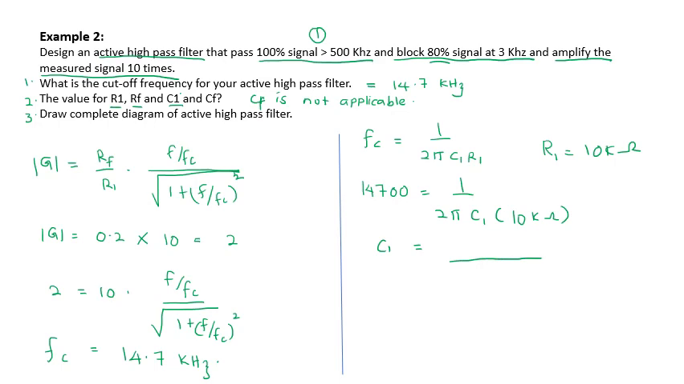So we have R1, we have C1, then we need to determine RF. RF over R1 is equivalent to 10, therefore RF should be equivalent to 100 kilo ohm. I will try to calculate C1 and put the value later. I have calculated C1, it is 1.08 nanofarad.